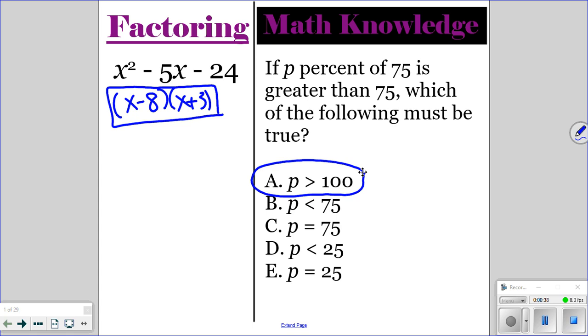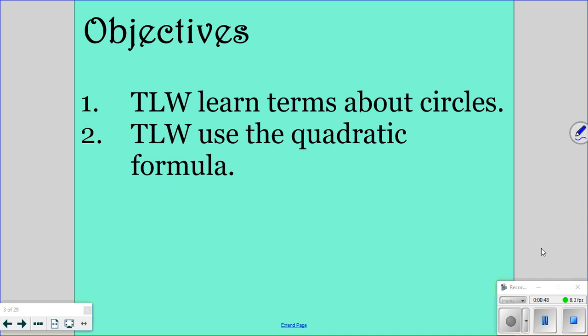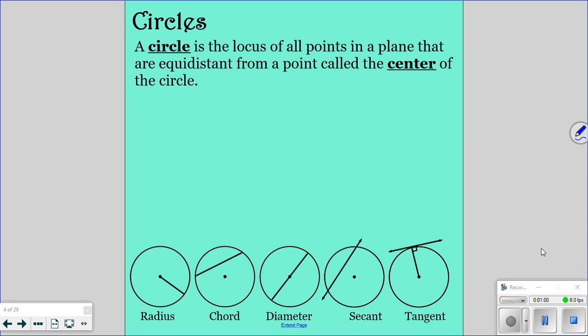Okay, so we are looking at lesson 11 today. We're going to be looking at circles, properties of circles, and then the quadratic formula. So hopefully after this lesson, you'll remember most of these terms about circles from geometry and how to use the quadratic formula that you should have covered in Algebra 2. So starting off with circle, it is the locus of all points in a plane that are equidistant from a point that's called the center of the circle.